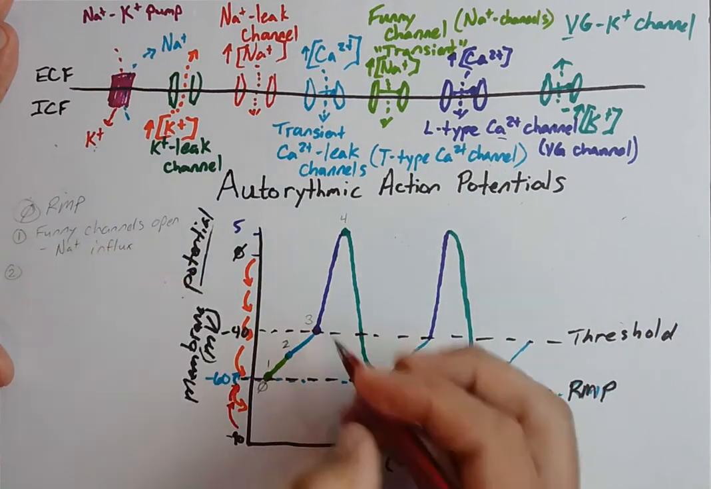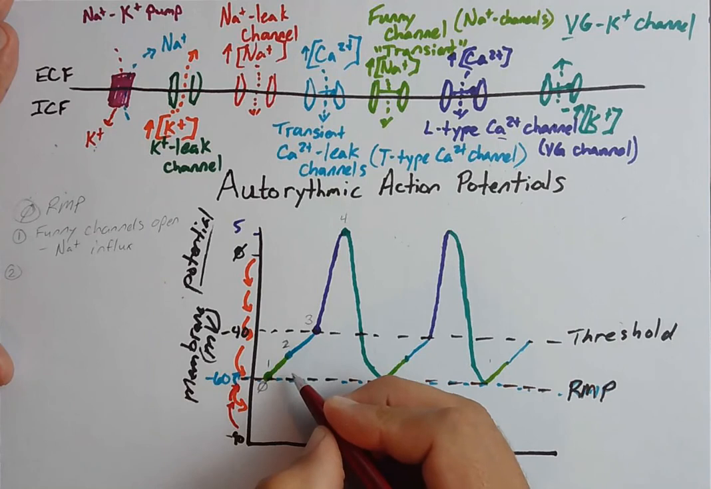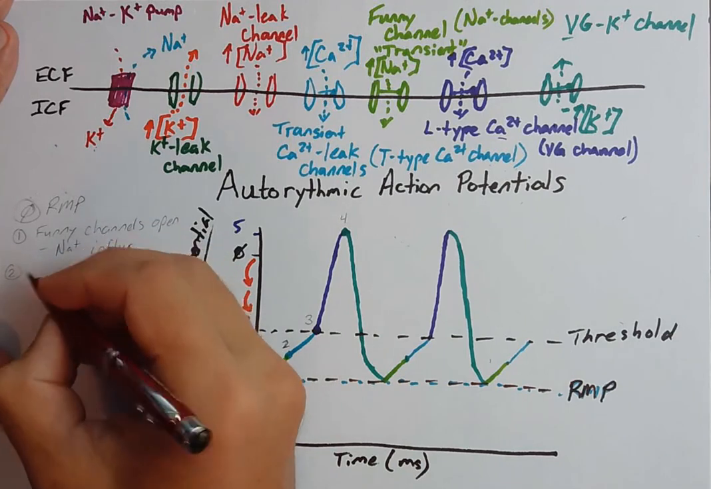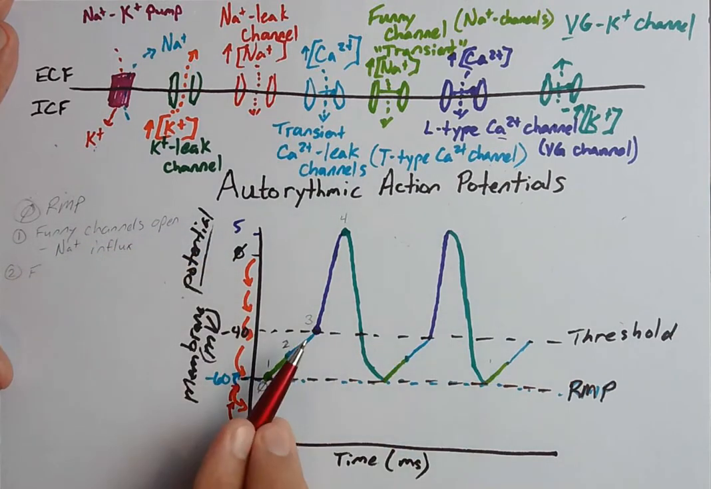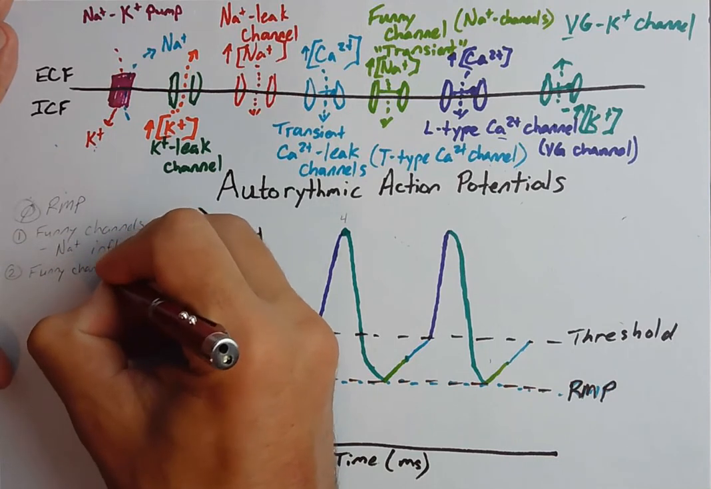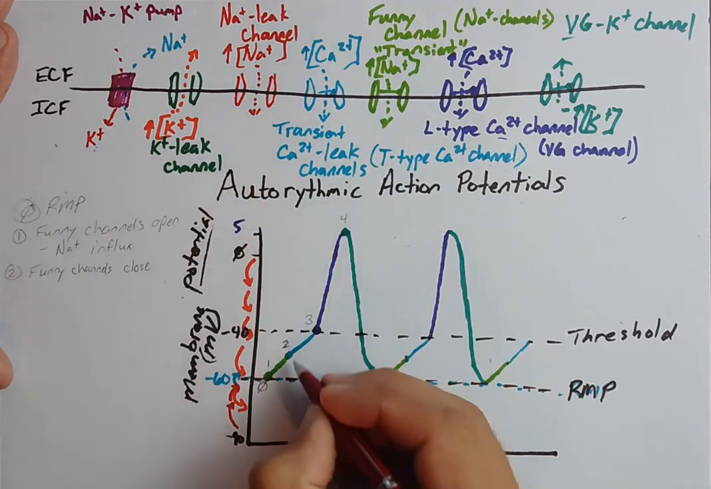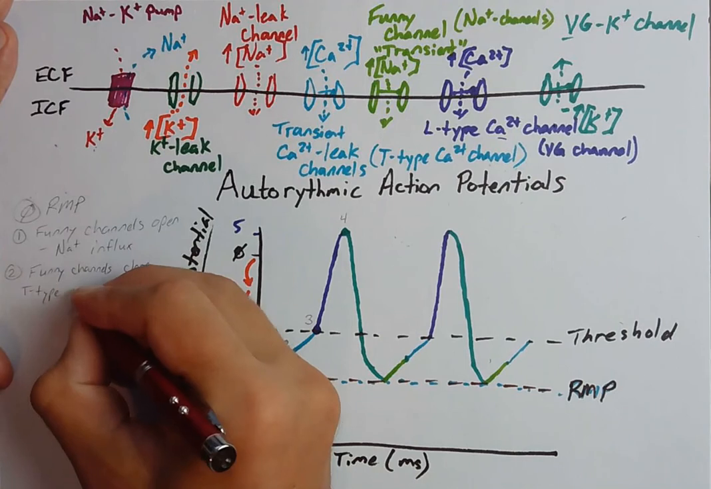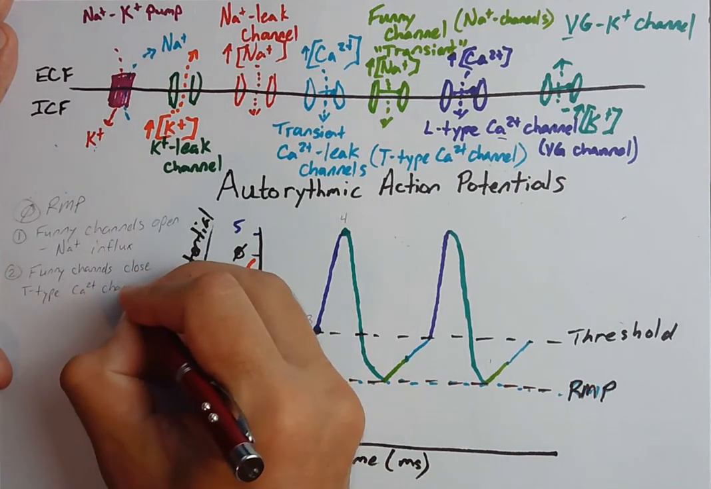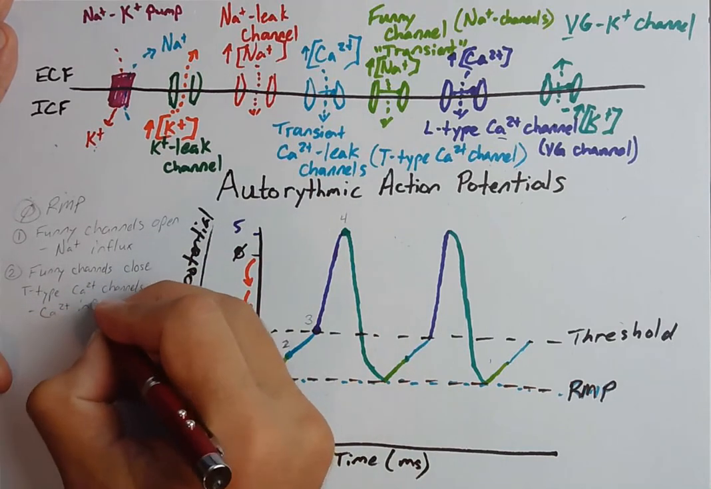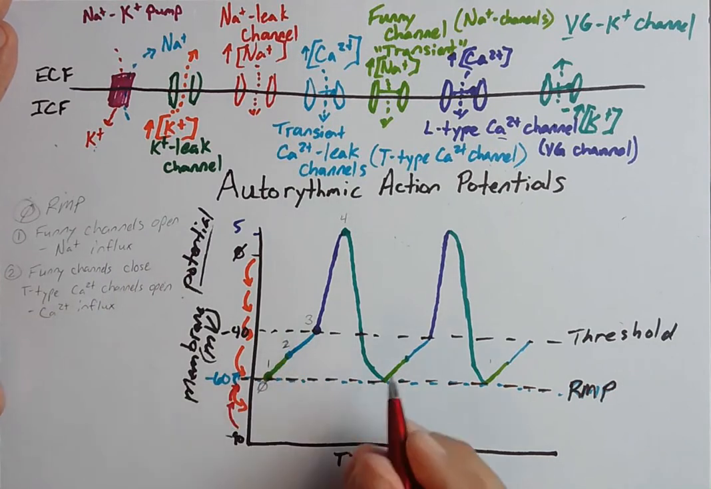Step 2, the funny channels need to close. They have to close. Each step of this process is important. If the funny channels don't close, or start to close at least, then we're going to increase the speed at which we reach threshold, which will come into play later. Funny channels have to close first. At least they start to close, right? And then what takes over here are the T-type calcium channels. And they're going to open, at which time we have calcium influx. It's moving into the cell, making it so we depolarize still.